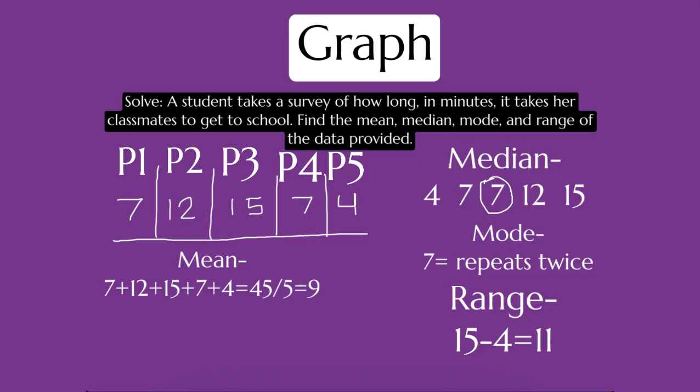First, let's find our mean. To do this, we add all our numbers together, which gives us 45, and then divide by the number of numbers we have, which is 5. So after dividing, our mean is 9.